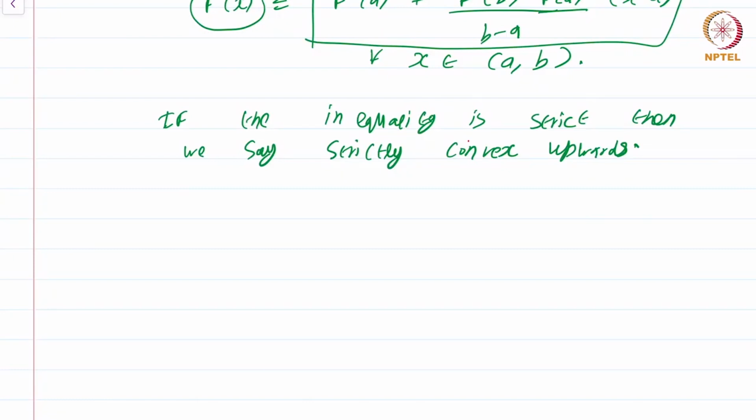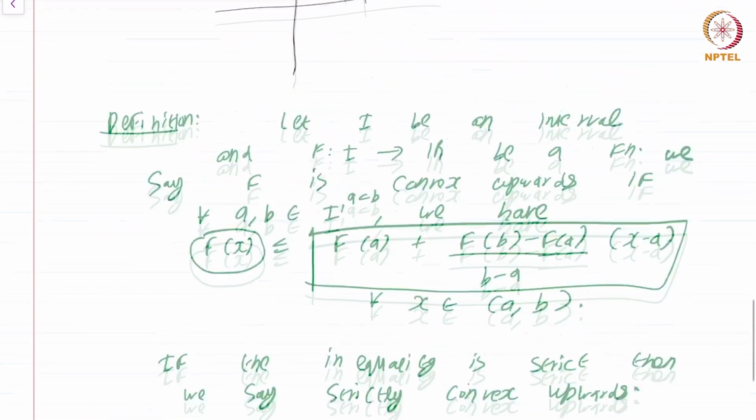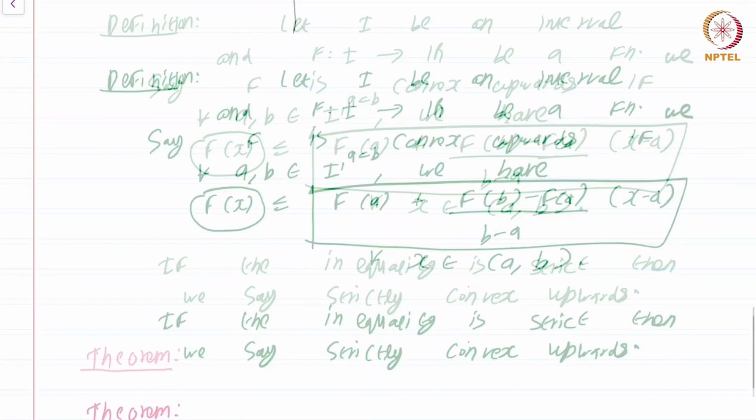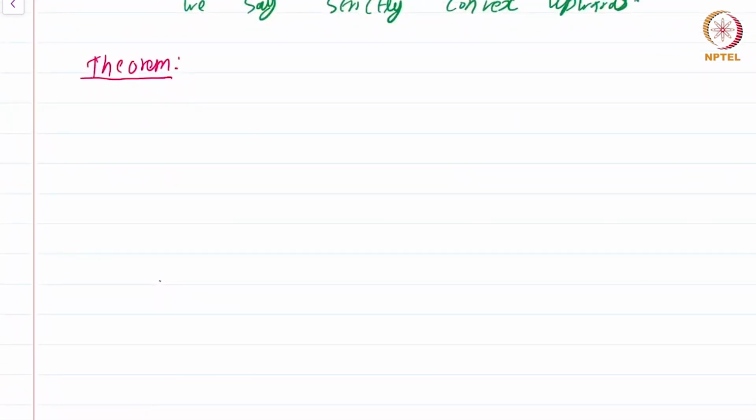So now let's prove a theorem that relates this notion of convex upwards with the second derivative. Just let's see the picture again. If the function is convex upwards, then observe that if you look at the various tangent lines to the curve, those seem to be moving towards the left, right? So this will be captured by the second derivative being greater than 0. So let's see that theorem.